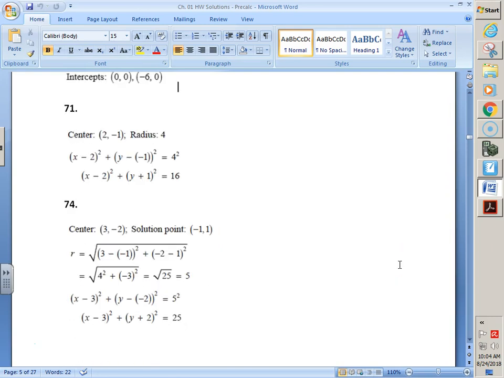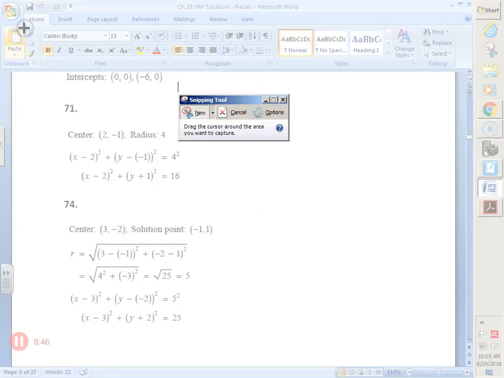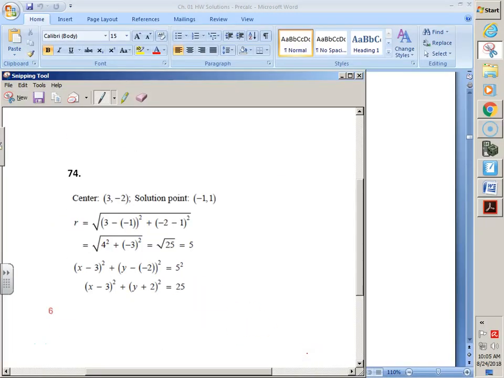Number 71 and 74, let me give you a second. They were both circles. 71 was hopefully super straightforward. Just plug in. 74, I had to work for it, just a little bit, because we plugged that center in.